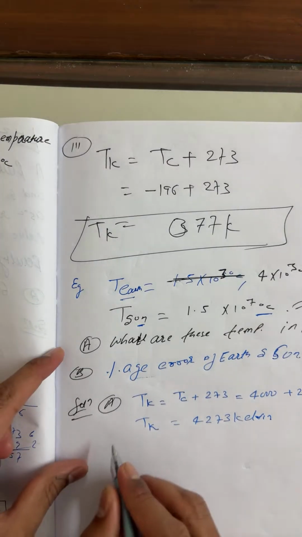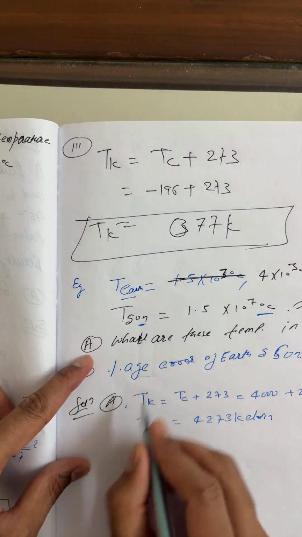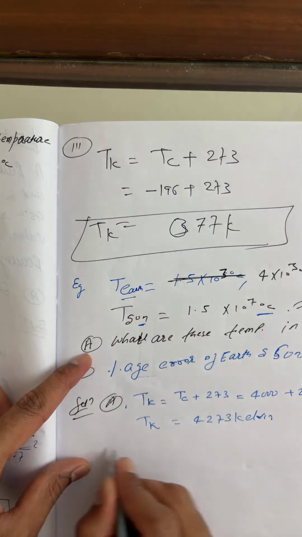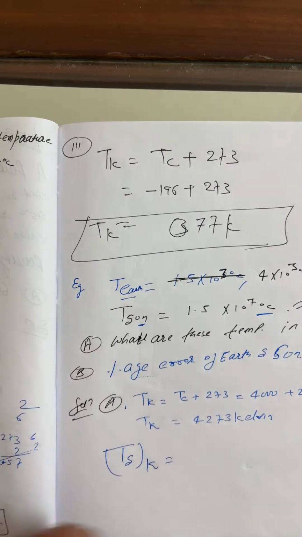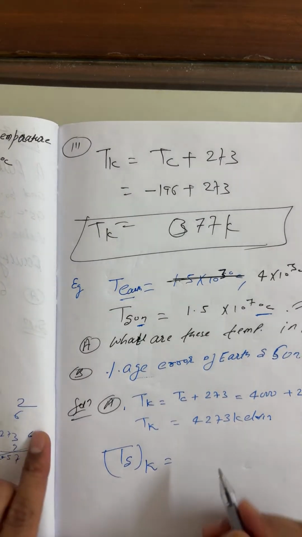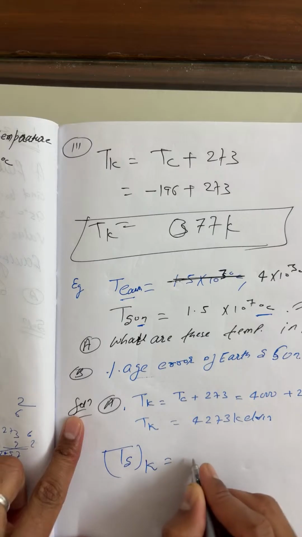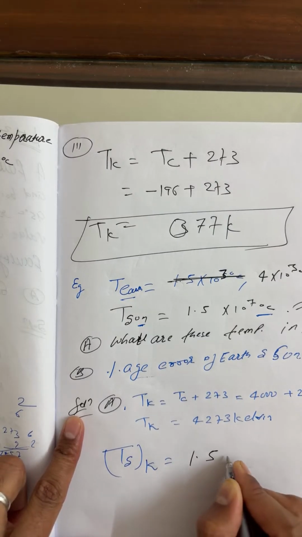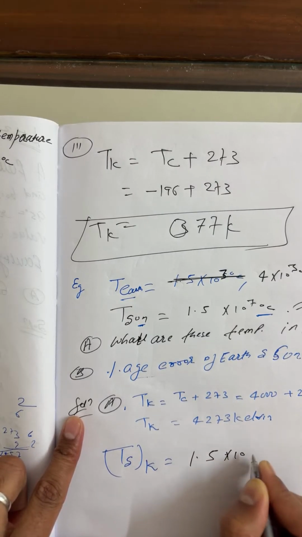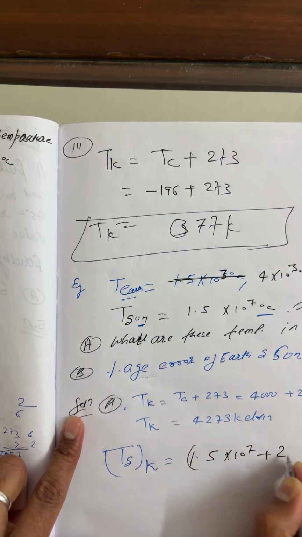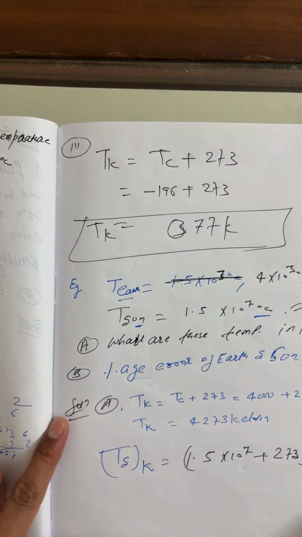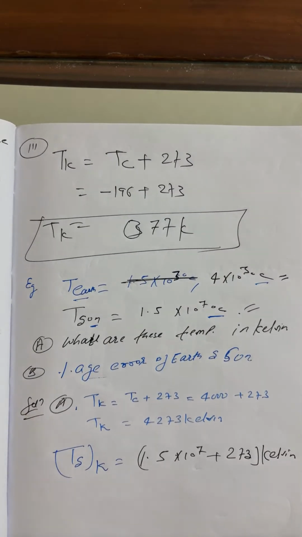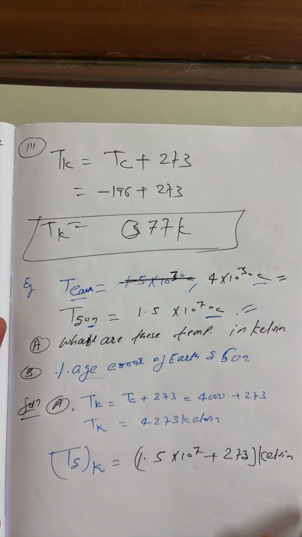Let us suppose this is the temperature of Earth which I converted. Now the temperature of Sun, you want to find in Kelvin. This one is 1.5 into 10 to the power 7 plus 273 Kelvin. For the percentage error, I'm going to tell you now.